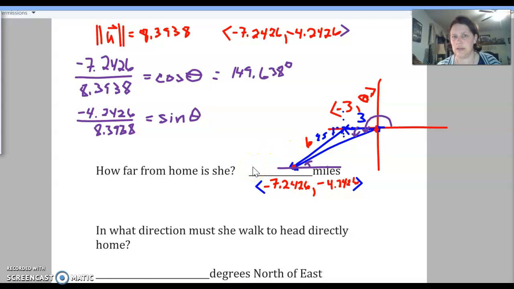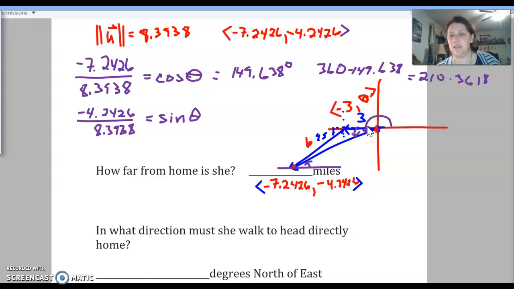So normally what we've done up to this point, we would do 2 pi minus with cosine. But remember, we're working with degrees now. So we're going to do 360, which is equivalent to 2 pi. So do 360 minus that number. So 360 minus 149.638. Okay, and then that's going to give you 210.3618. And then that value is this full rotation here all the way around.